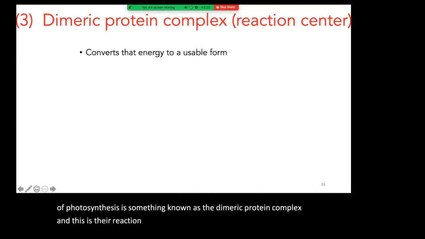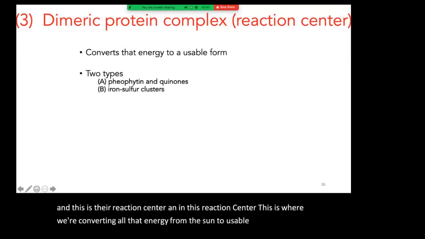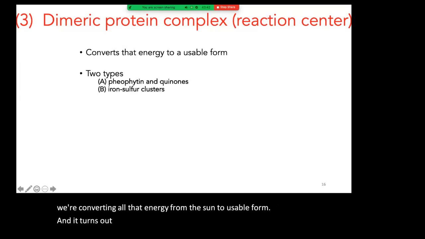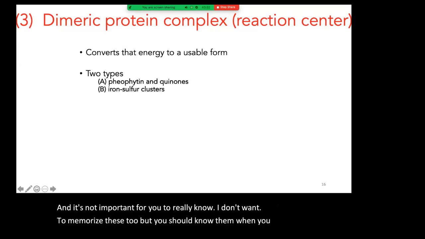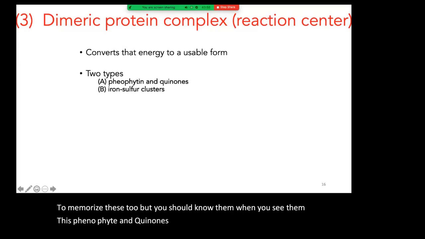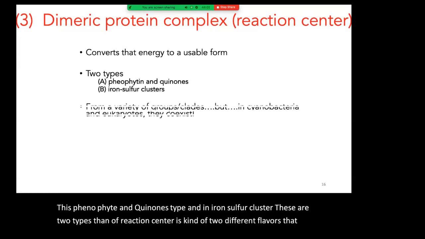And in this reaction center, this is where we're converting all that energy from the sun to a usable form. And it turns out that there are two types of reaction center. It's not important for you to really know, I don't want you to memorize these two, but you should know them when you see them, okay? These are the pheophytin and quinone type, and the iron-sulfur cluster type. These are two types of reaction centers, two different flavors that we find within plants.